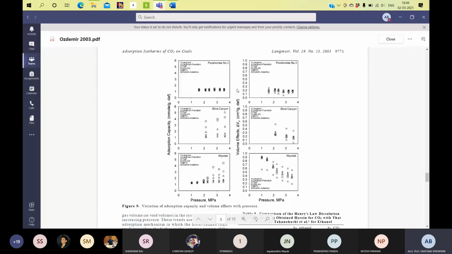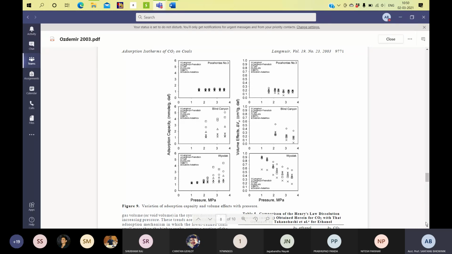That means it is expressed on a depth basis. With pressure you can see how the different models are expressed to show you the variations. For the first coal, Pocahontas number 3, the variation is much milder. For the second, Blind Canyon coal, it is steeper but within the range. Whereas for this White Oak coal, the volume effects are much more prominent over the pressure range. So this much variation can give you significant error in your adsorption capacity consideration.